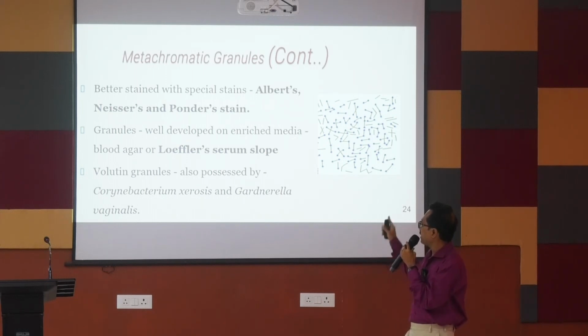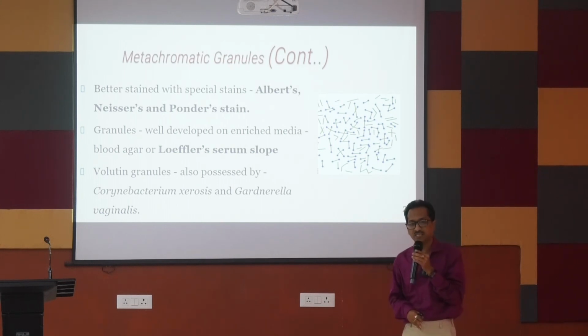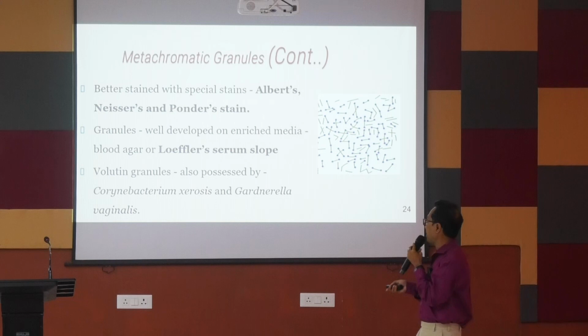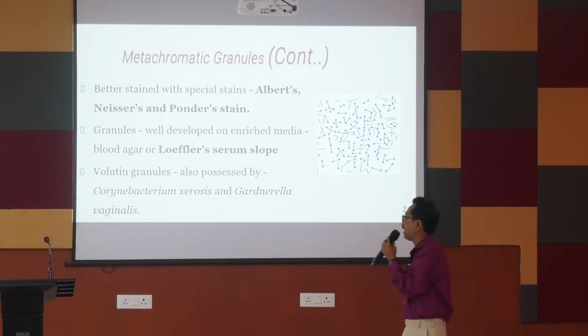They are better stained with Albert stain. Remember the name: whenever you are studying Corynebacterium, Albert stain is the specific stain for diagnosing Corynebacterium. If you forget other stains, Neisser stain and Ponder stain can also be used, but commonly what is used in the laboratory is Albert stain. Albert staining is the staining method used for Corynebacterium. The bacilli look greenish, and the metachromatic granules look dark purple.